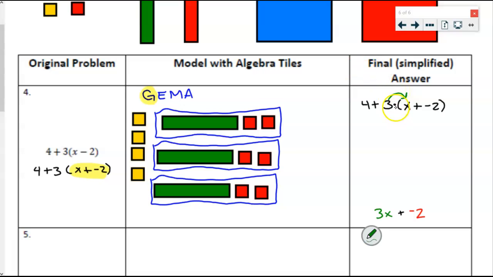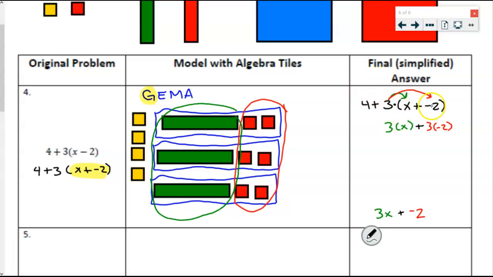But that 3 isn't just being multiplied by the X. We have 3 groups of X. But that's not all. We also have 3 groups of negative 2. So 3 groups of the negative 2. Again, we're kind of looking across all of those groups, ignoring the fact that they're in groups and just counting up everything that we have across those groups.